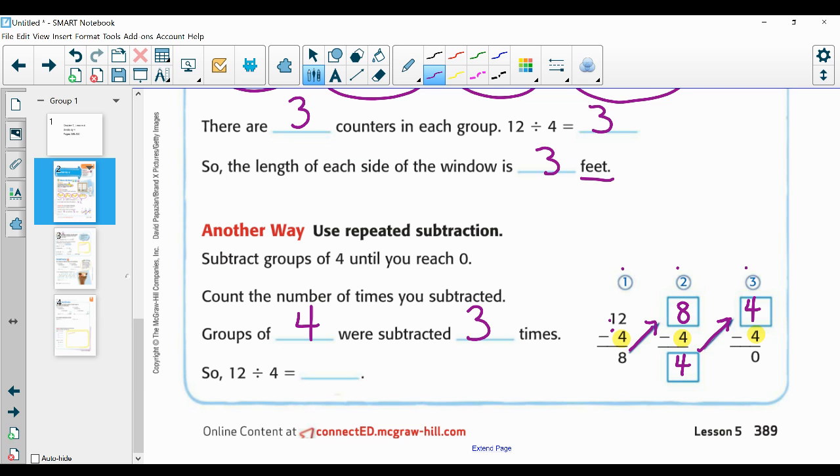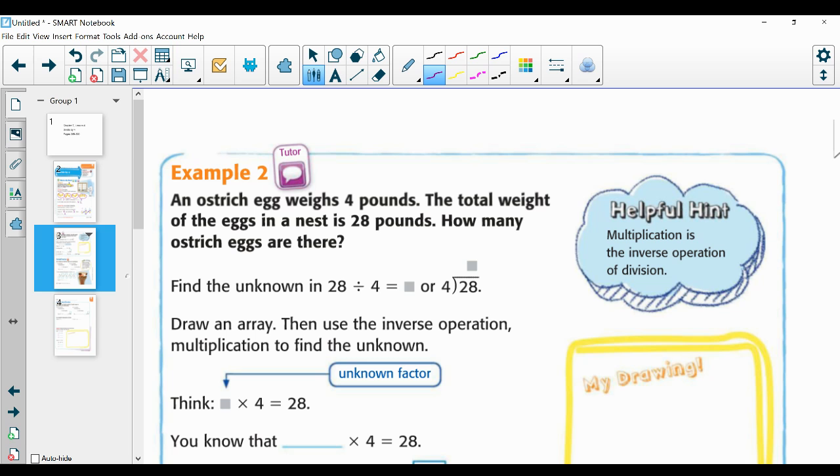So 12 divided by 4 equals 3. Okay, let's go to the next page. Now I've got to remember not to read my question. Here we go. An ostrich egg weighs some pounds.